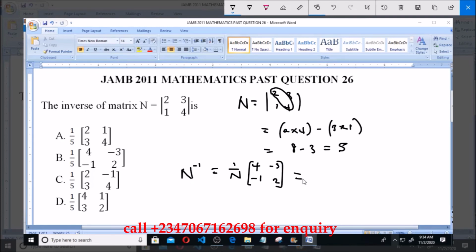So this will be equal to, since the determinant of N is 5, 1 over 5 multiplied by the matrix 4, minus 3, minus 1, 2. And this is the answer to this question, and that is option B.